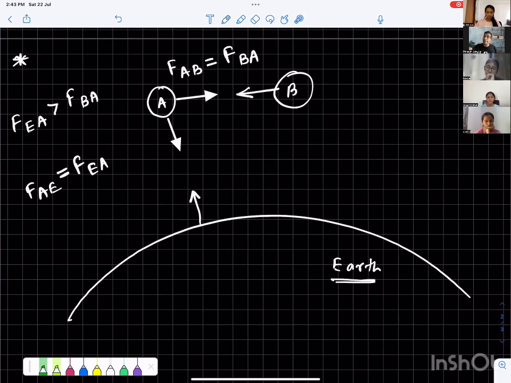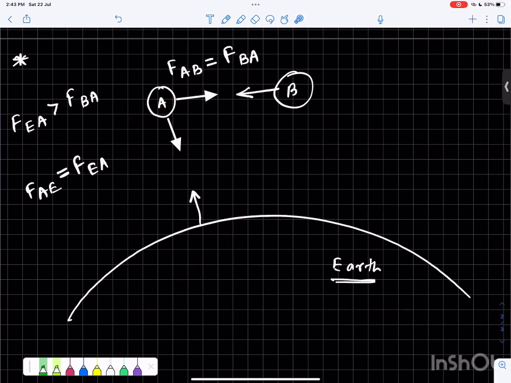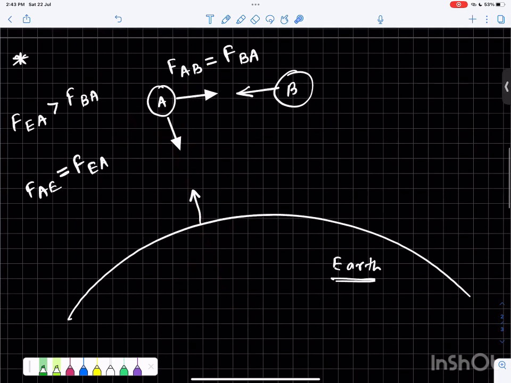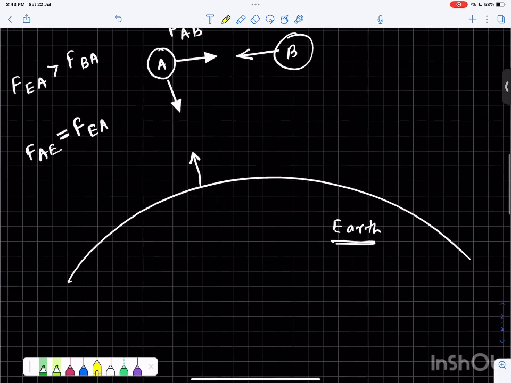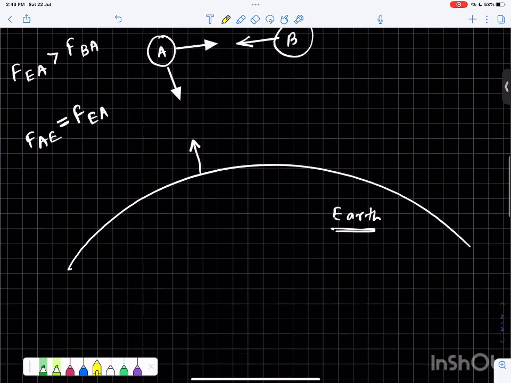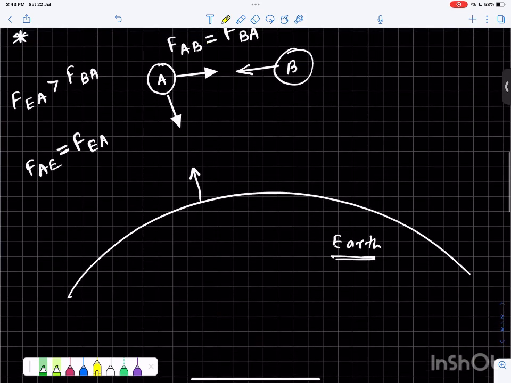One more thing: I said A attracts Earth and Earth also attracts A, right? Both are attracting each other with equal force. Then why does A go towards the Earth? Why not Earth going towards A? Because Earth attracts more. No, they attract each other with equal forces. Then why does A go to Earth and not Earth to A?